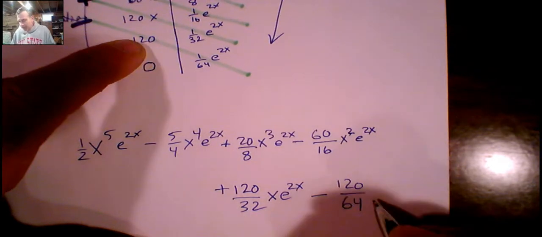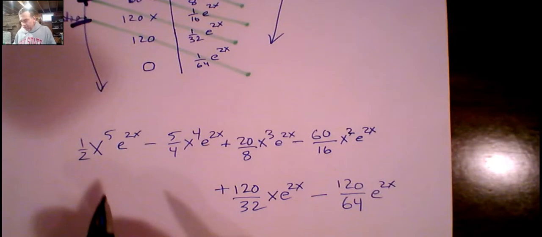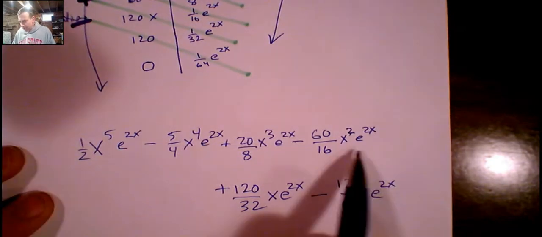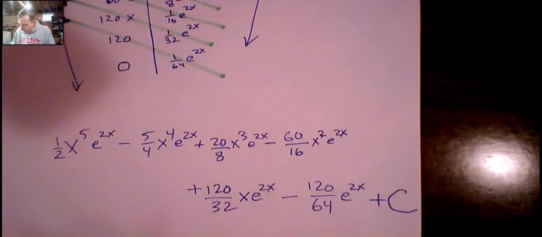Probably if you did this on Wolfram Alpha, it would certainly simplify all of the fractions, and it would probably factor out the e to the 2x. Don't forget the plus c, because it's an indefinite integral.